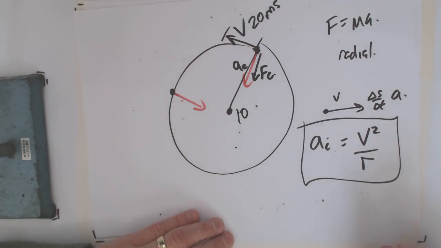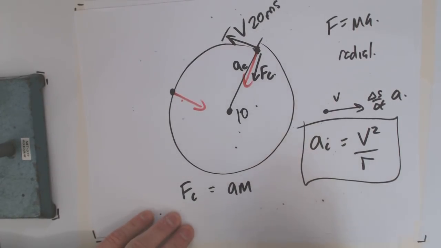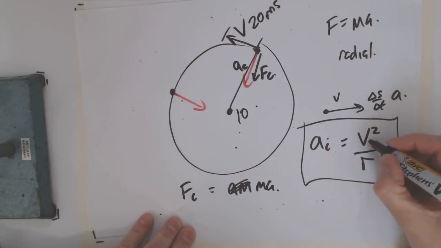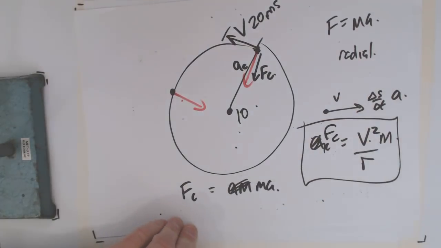All right? So if you want a centripetal force, how do you get it? Well, a centripetal force is just going to be the acceleration times the mass. You always use that. So if I want the force, I just multiply this formula by the mass, and I've now got centripetal force. So there you have the basics of circular motion and centripetal acceleration, centripetal force.